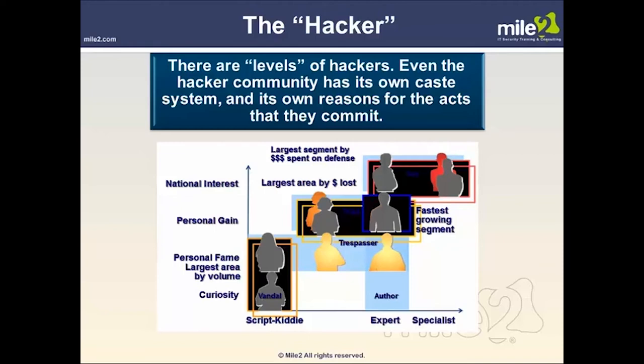All right, and also the largest segment of dollar amounts spent on defense, of course, would be your spies, right? These are going to be your experts, your specialists, and of course, they might have more of a national interest in it. These might also be the hacktivists, who may do it more for a cause than anything else. But again, the largest amount of dollars spent on defense against it is definitely there. So keep that in mind as you see things going on, and just know that it's very real and very, very current.